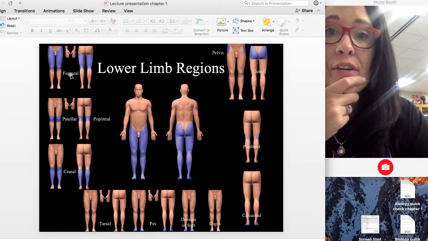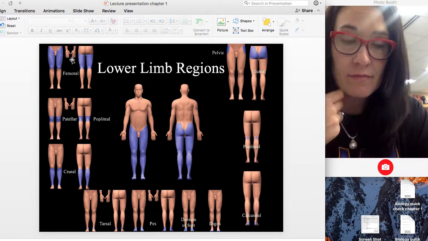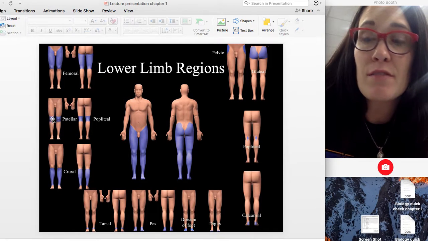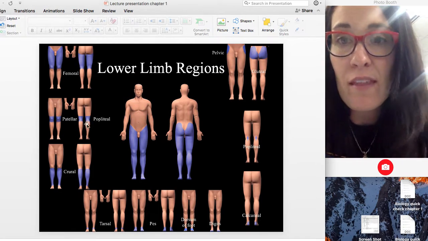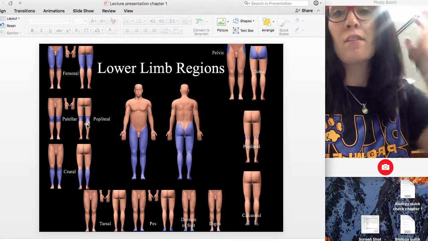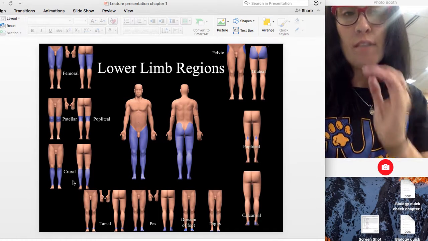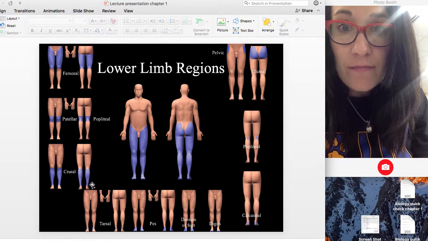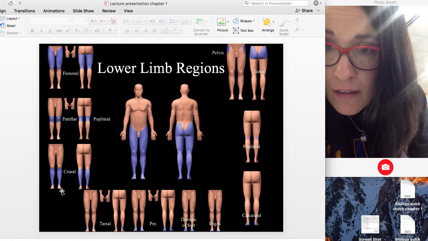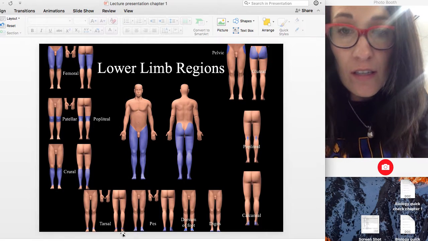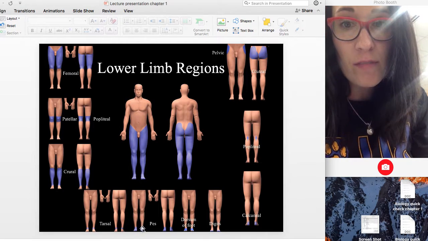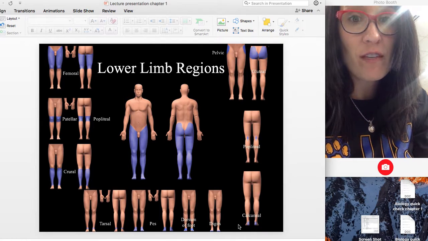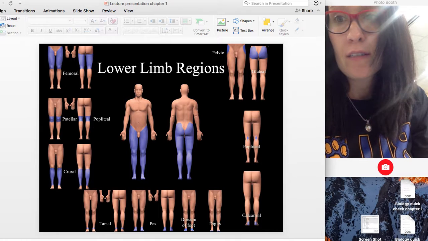Lower limb regions: femoral is where your femur is. Patellar is the front of the knee, and the back is the popliteal. The crural starts with a C there. Tarsal is your ankle bones. Pes means feet. Dorsum of the foot is the top of the foot, etc.